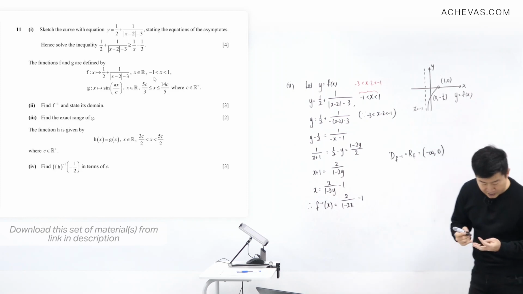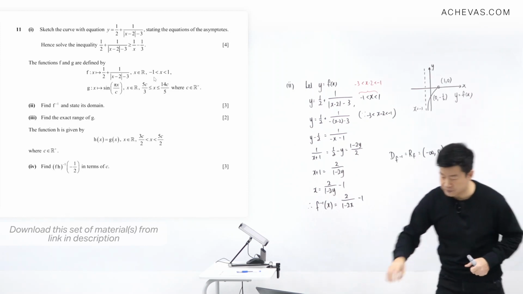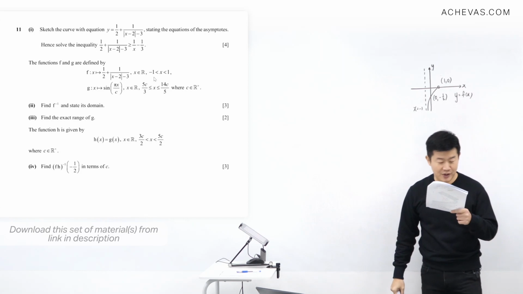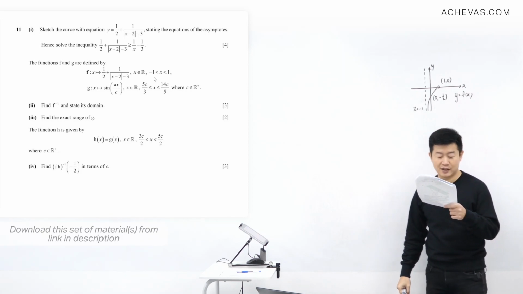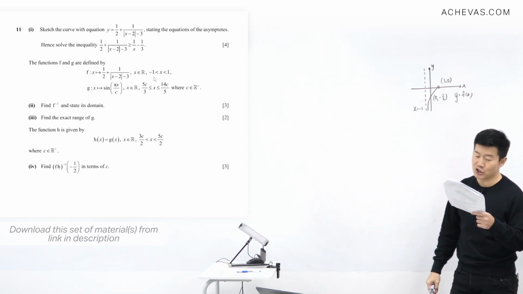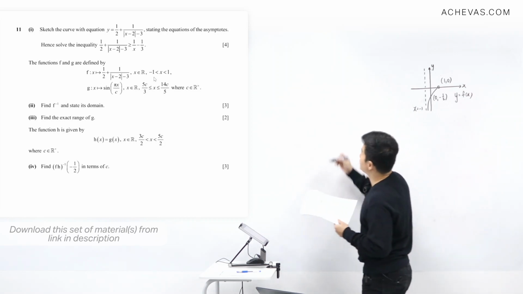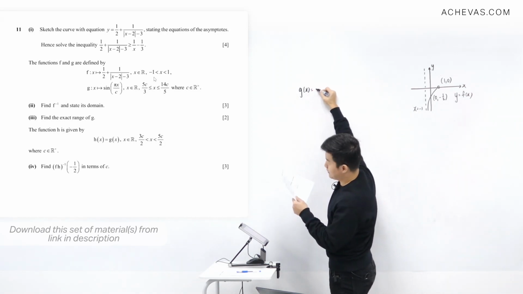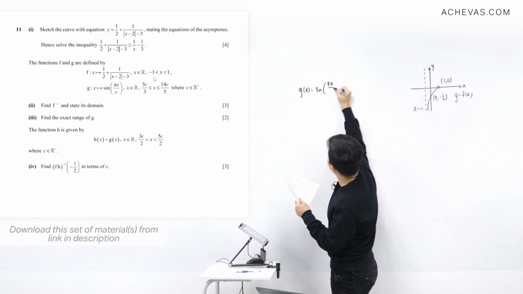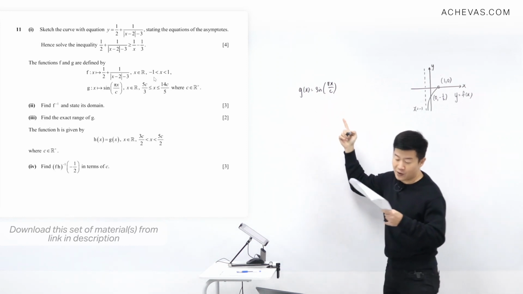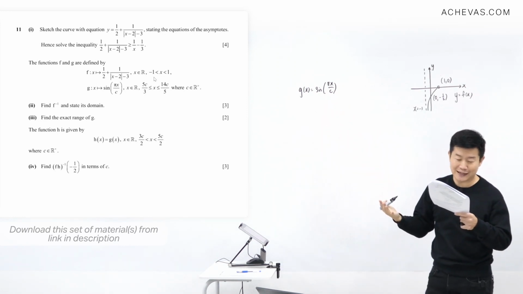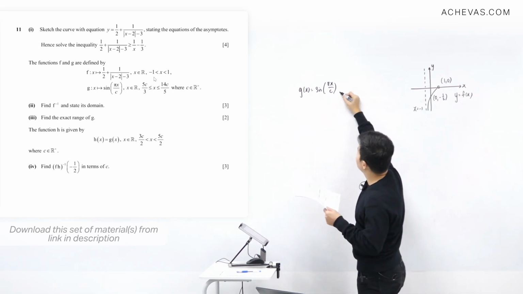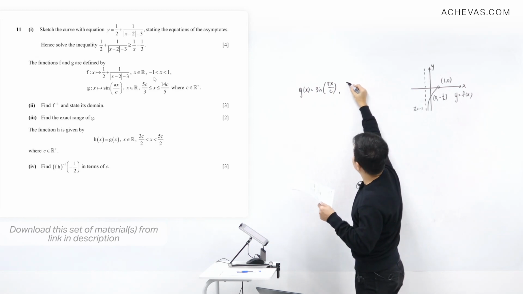Let's take a look at the next one, part 3. Now in part 3, we are going to try to find the exact range of g. And g is definitely not one function that I want to see in the exam because, first of all, we have this sine pi x over c. This is a very heavy burden to carry during the exam, and the domain doesn't look friendly at all.